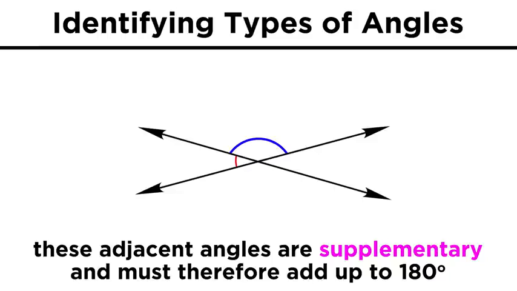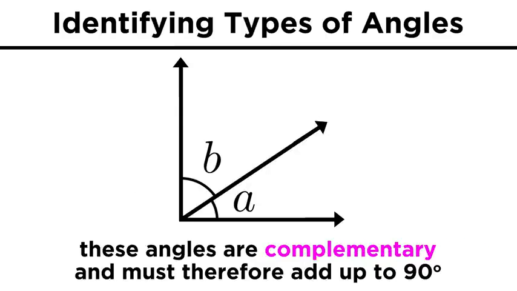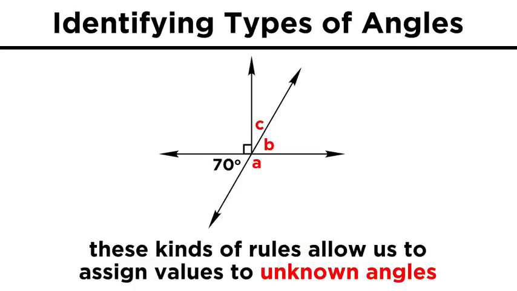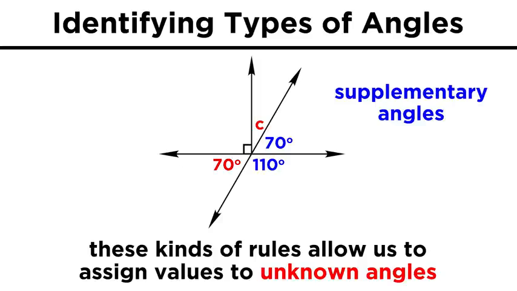We also have adjacent angles, which are the ones that are next to each other. And if these are the result of two lines crossing like this, these are also called supplementary. We can also have complementary angles, which add up to 90 degrees. With these rules alone, we should be able to look at a diagram like this with some unknown angles and solve for the unknown angles on the basis of these rules.